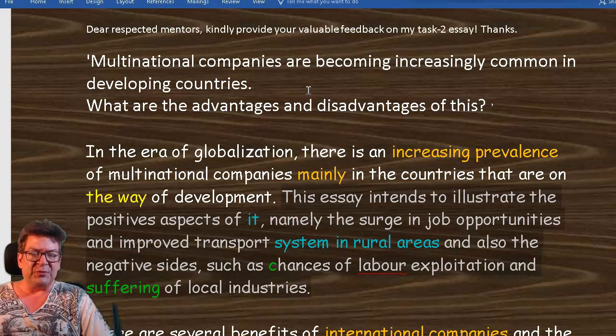How about, when you have two elements like that, there's something called parallelism, where they should be a similar type of construction, right? As chances of labor exploitation. Okay, you've got a plural noun with of. And suffering, well, that's a gerund, and acts like a noun, of local industries. The suffering of local industries. Yeah, it's the suffering in there that bothers me.